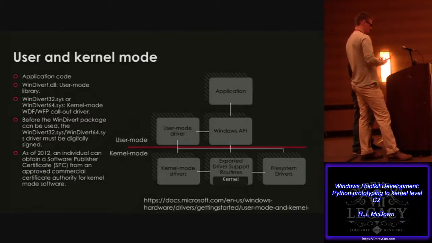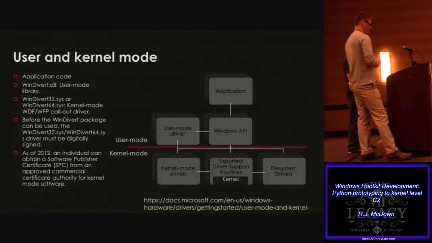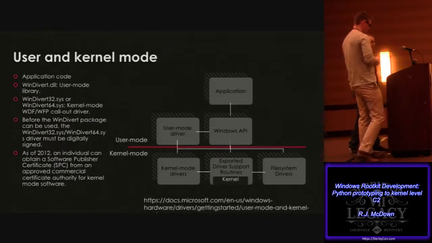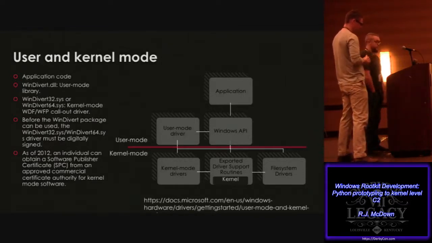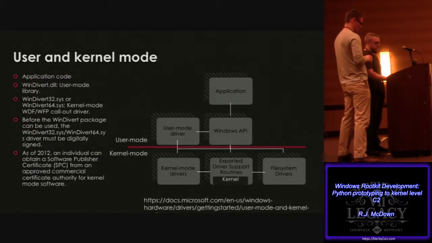So WinDivert is primarily, the two pieces that we're using are the WinDivert sys file, which is really a kernel mode driver, and then the DLL, which is the user mode library that interacts with that kernel mode driver. Yeah. So it's really awesome, because now we have access. We can have user mode code that's interacting with kernel mode stuff. So it's pretty good. Why don't we show them that?